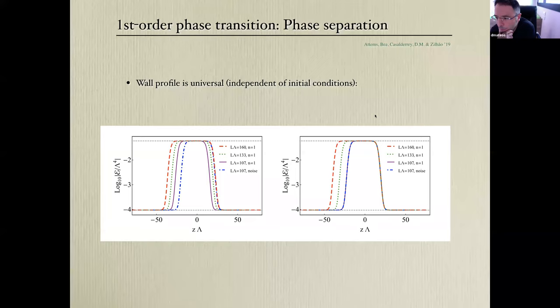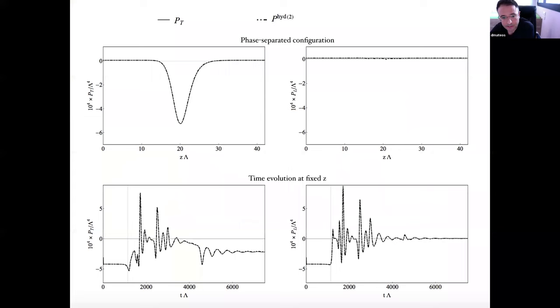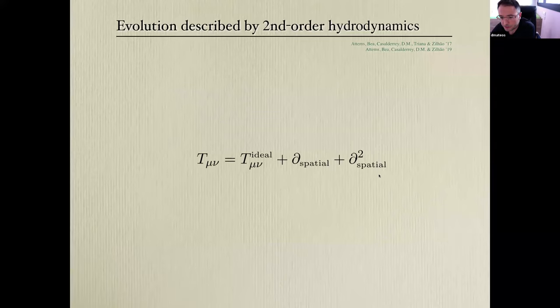Actually, since you say this, let me show you why this is not so trivial as you think. In this description, you can easily check that the second order terms are literally as large as the ideal terms. So if you think in usual terms in effective field theory, you would say this cannot work, because effective field theory will break down when my first gradient correction is as large as the ideal term. And that's not happening.